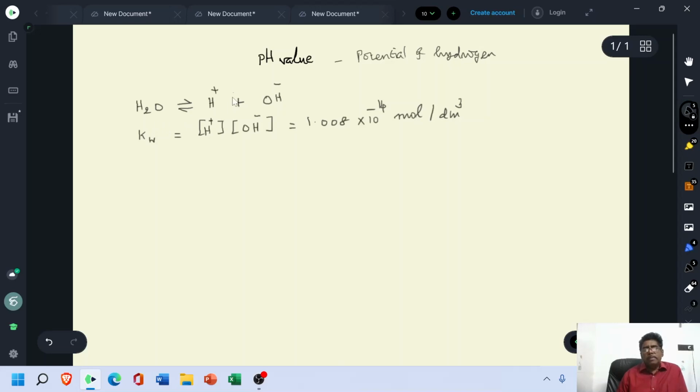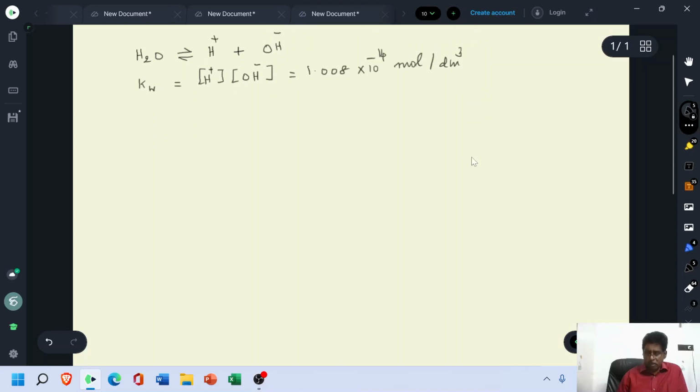In the above reaction, the amount of H plus is always equal to the amount of OH minus. Therefore, the rate constant Kw is written as the concentration of H plus with a square, that is equal to 1.008 into 10 power minus 14. If you take the root for this, root of Kw equal to 10 power minus 7.